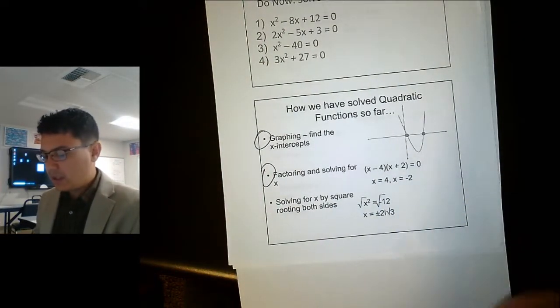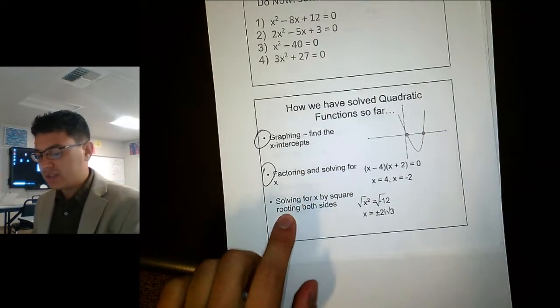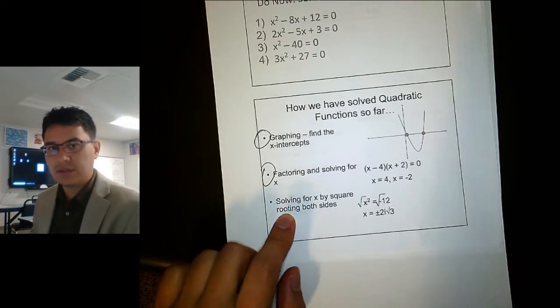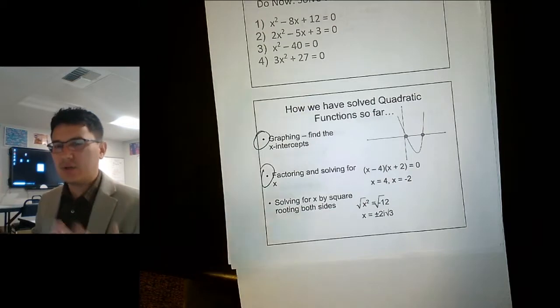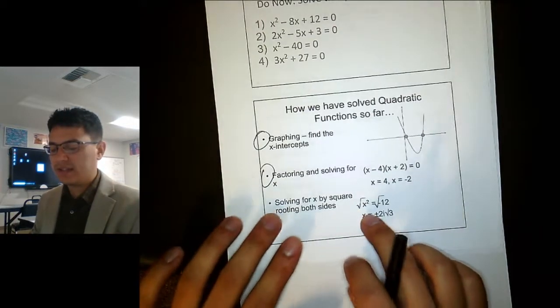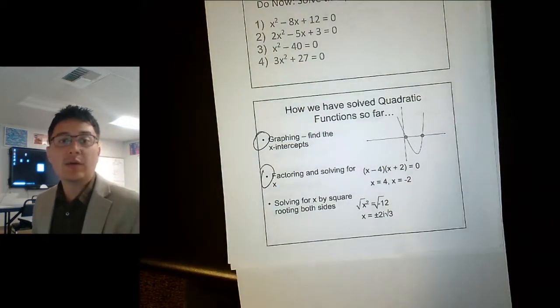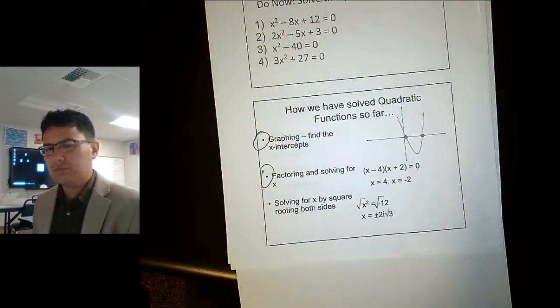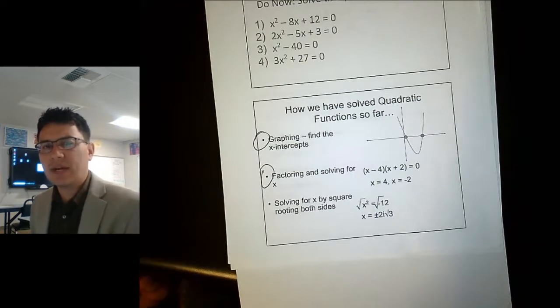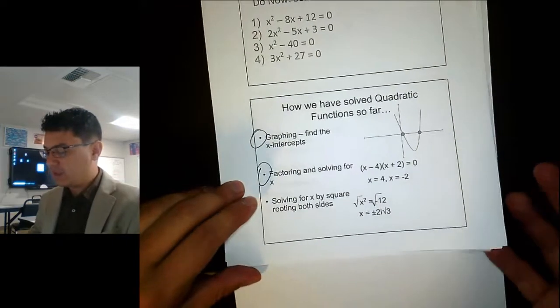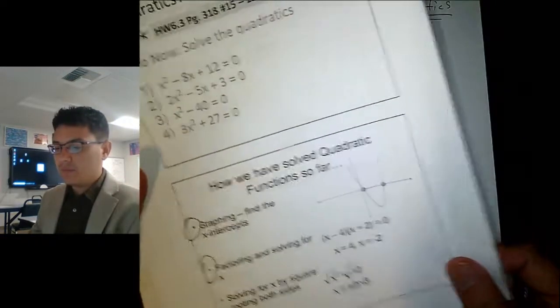This third one on here, we're actually not going to cover. This leads into something called completing the square, and I can show you guys an example of that later. We'll come back to this one, solving for x by square rooting. It's also known as extracting square roots. Don't worry about that for right now. We will come back to that at a later time. Okay, so let's move forward here.